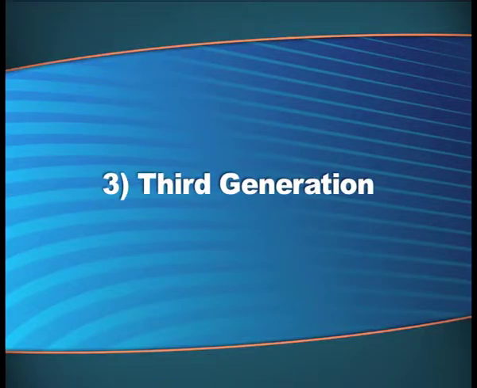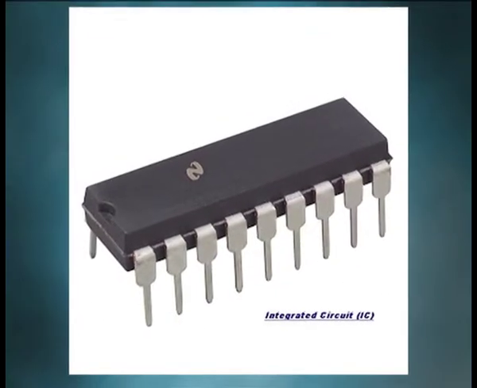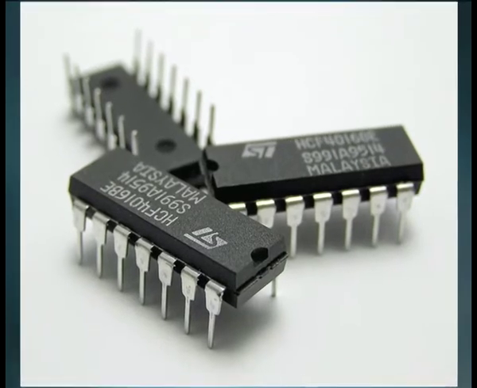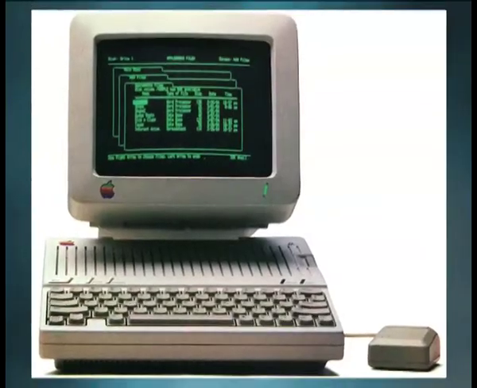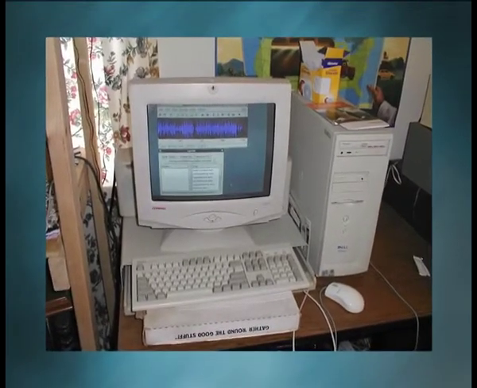Third generation. The third generation of computers is marked by the use of integrated circuits, ICs, in place of transistors. A single IC has many transistors, resistors and capacitors along with the associated circuitry. This development made computers smaller in size, reliable and efficient.